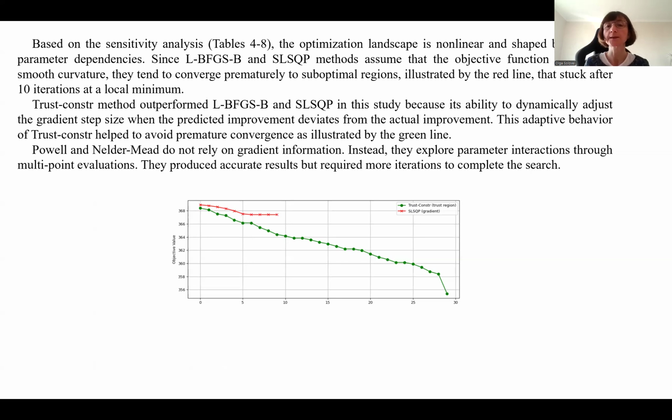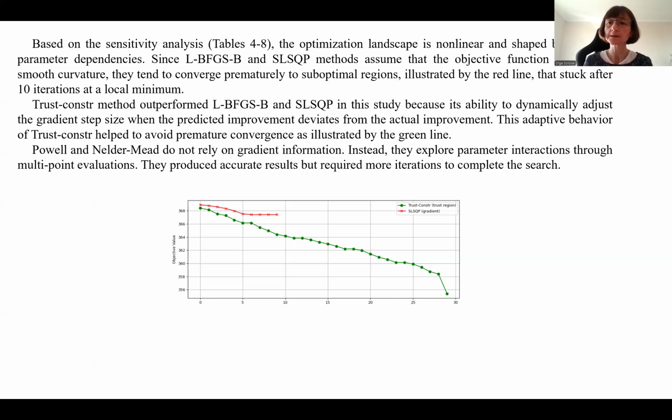LBFGS with bounds as well as the SLSQP method assume that the objective function has a smooth curvature. They tend to converge prematurely to a suboptimal region because in the data set, based on our sensitivity analysis result, the optimization landscape is not linear. So those first two methods had failed.